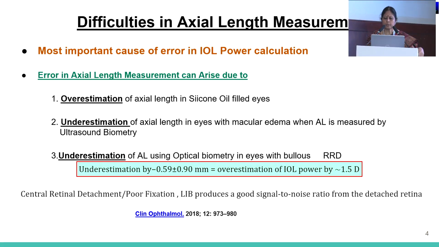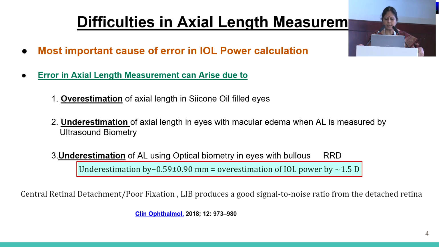The most important cause of error in IOL power calculation is the error in the axial length measurement. It could either be an overestimation or underestimation of the axial length. The axial length could be overestimated in a silicone oil filled eye where the sound is dampened because of the higher refractive index of the silicone oil. It could be underestimated when you are using ultrasound biometry in a patient with macular edema where phaco-vitrectomy is performed.